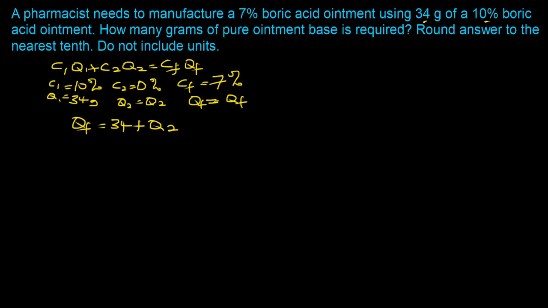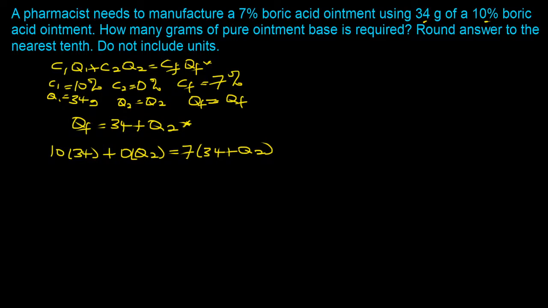So we can go ahead and begin to substitute all this information into the original equation. And that would imply that you now have 10 from your concentration 1 times 34, which is the quantity, plus the concentration of the pure ointment base, which is 0, times quantity, which is Q2. And that should be equal to the final concentration, which is 7, times QF. But notice that QF is basically the same as 34 grams plus Q2. So we substitute that into wherever we see QF, which is right here.